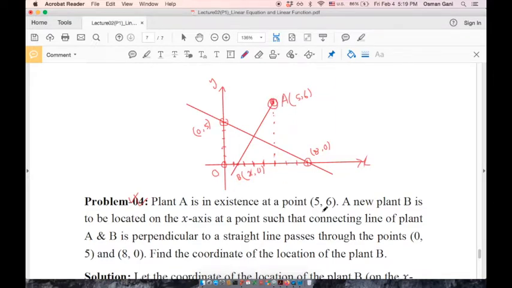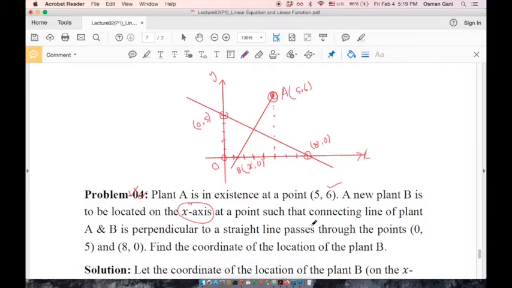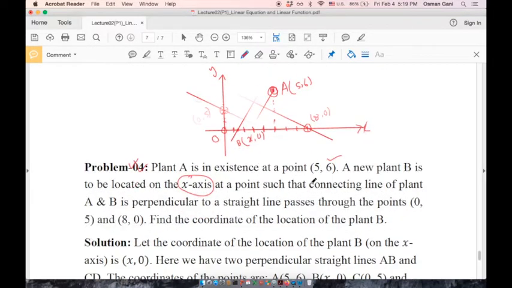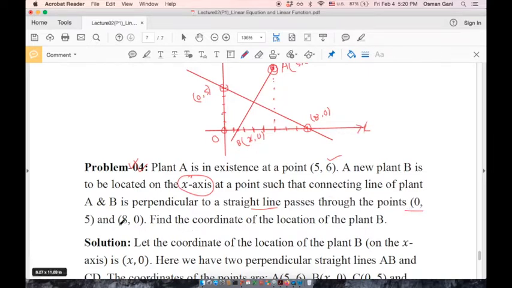So this is the location of plant A, and a new plant B is to be located on the x-axis. So let us put these things in our mind. At a point such that the connecting line of plant A and B is perpendicular to the straight line. The connecting line is a straight line that passes through (0, 5) and (8, 0).